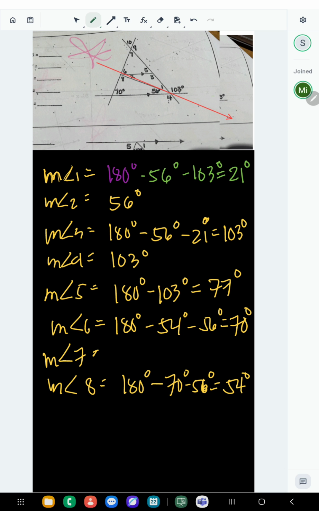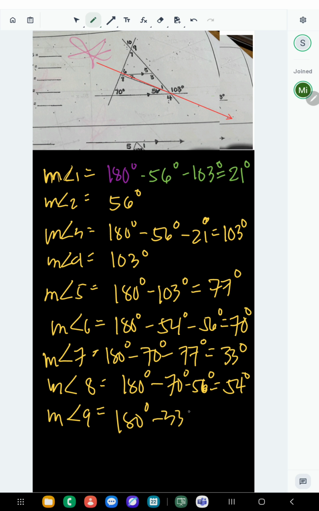And then we can solve for angle 7 if that is a transversal line. We solve for angle 7 using the triangle, because we already have angle 5. So that is 180 minus angle 6, which is 70, minus angle 5, which is 77. 33 degrees. Now we can solve for angle 9. So 180 minus 33. Angle 10 is also 33 degrees.